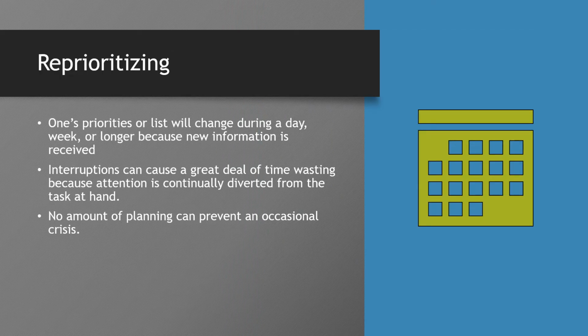Things happen that interrupt our best laid out plans. When that happens, we have to reprioritize our plans so that we can still accomplish our goals. We have to use leadership skills like flexibility when we are interrupted or a crisis happens, and we need to update those plans. We all know that no amount of planning is going to prevent an occasional crisis.